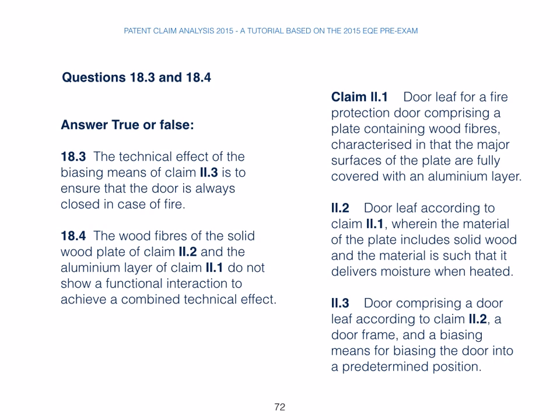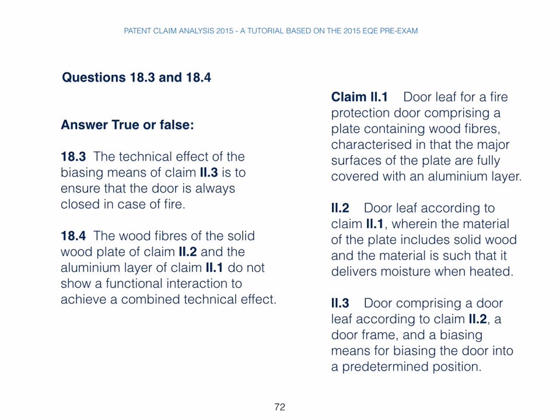18.4 is the wood fibers of the solid wood plate of claim 2.2 and the aluminium layer of claim 2.1 do not show a functional interaction to achieve a combined technical effect. So the solid wood plate of claim 2.2, it's in claim 2.2 is a solid wood plate, and the aluminium layer of claim 2.1 is in claim 2.1. The major surfaces are coated by aluminium layer. Do they or do they not?